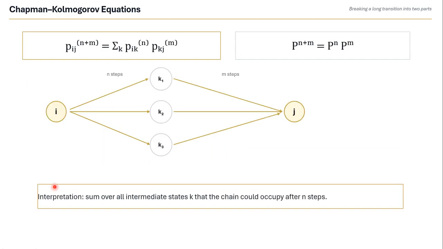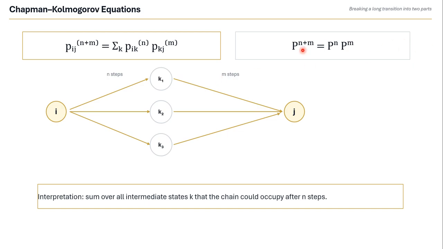The Chapman-Kolmogorov equations explain why matrix powers work for Markov chains. They show how a long transition can be broken into shorter transitions. The formula is P_ij superscript n plus m equals the sum over k of P_ik superscript n times P_kj superscript m. This means that to go from state i to state j in n plus m steps, we can first go from i to an intermediate state k in n steps and then go from k to j in m steps. We sum over all possible intermediate states k.